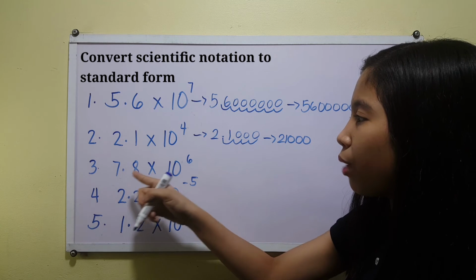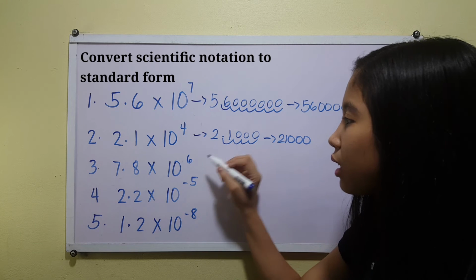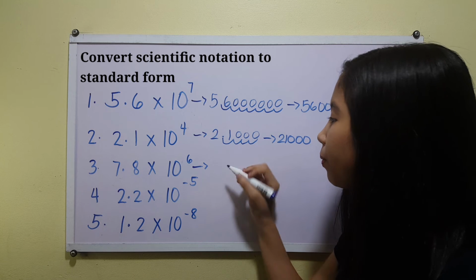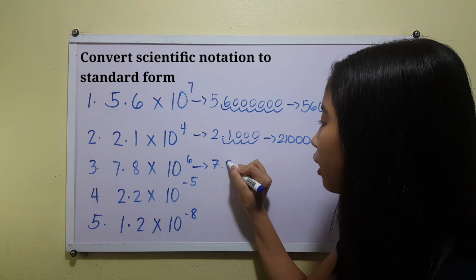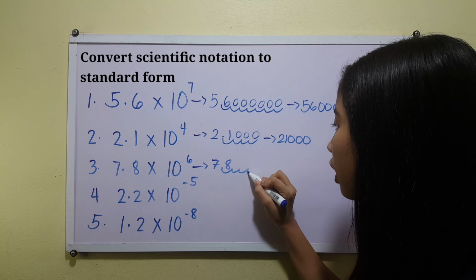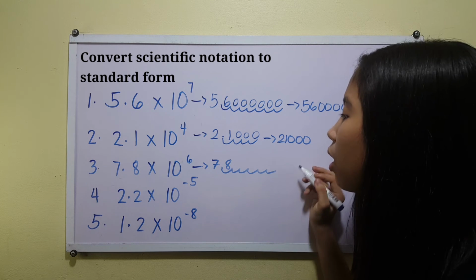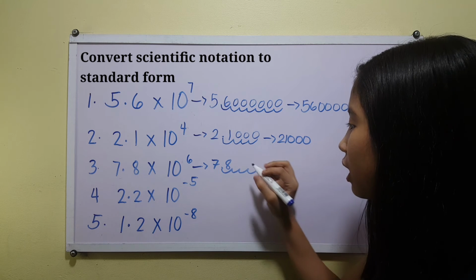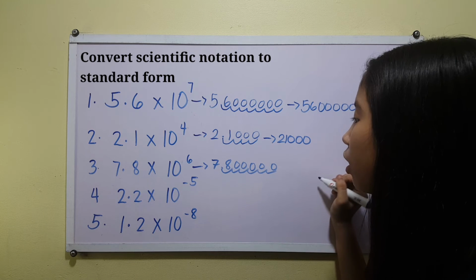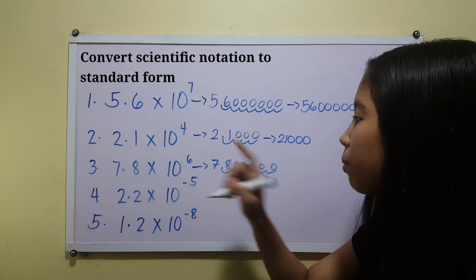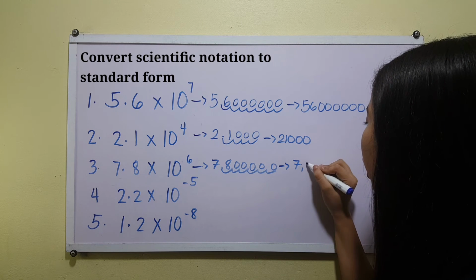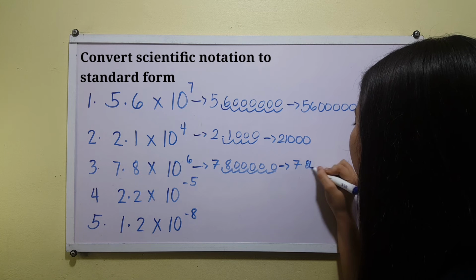Next, we have 7.8 times 10 to the power of 6. So we are going to move the decimal point 6 times to the right. So we have 7.8. So let us move the decimal point. 1, 2, 3, 4, 5, 6. We're going to put 0 in these spaces. So 7.8 times 10 to the power of 6 is equal to 7,800,000.